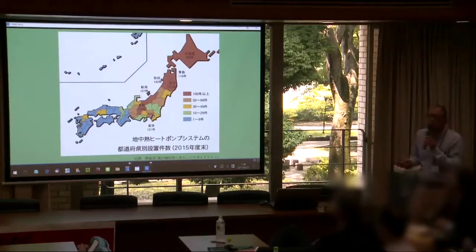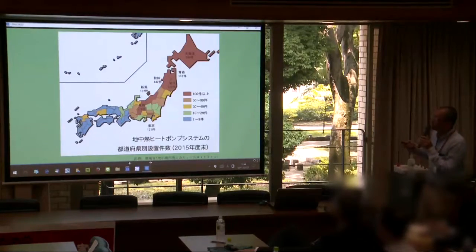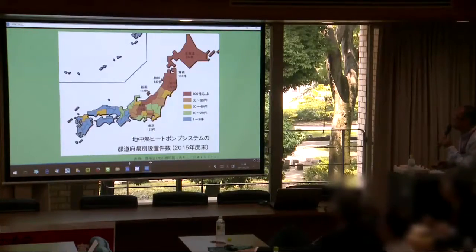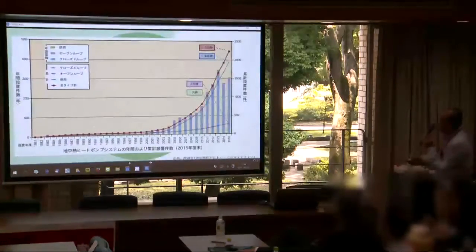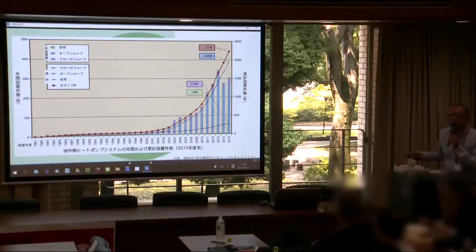That's just my speculation, but in Hiroshima, there are many companies and manufacturers working on geothermal. That's maybe the reason. Here is the Japanese status of how many are introduced. It looks like these days, many are beginning to be implemented.